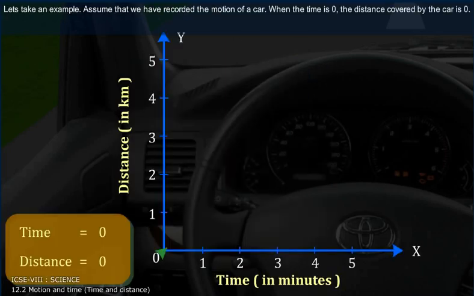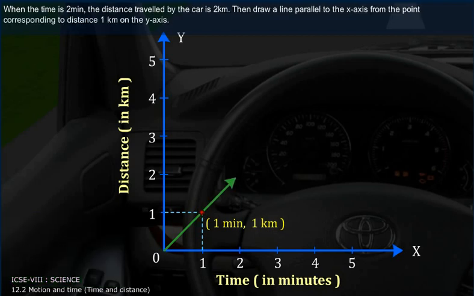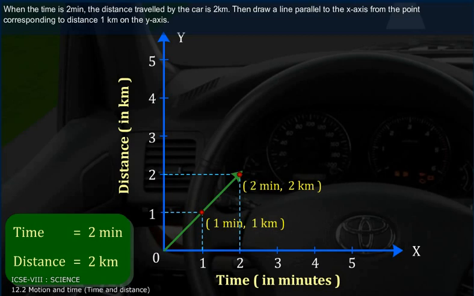Let's take an example. Assume that we have recorded the motion of a car. When the time is 0, the distance covered by the car is 0. When the time is 1 minute, the distance travelled is 1 kilometer. This shows that at time 0 minute, the distance moved is also 0. When the time is 2 minutes, the distance travelled by the car is 2 km.